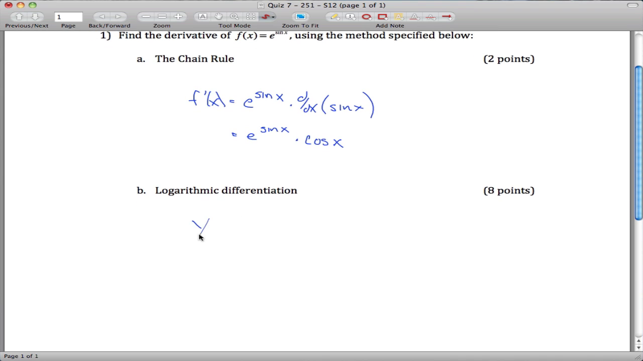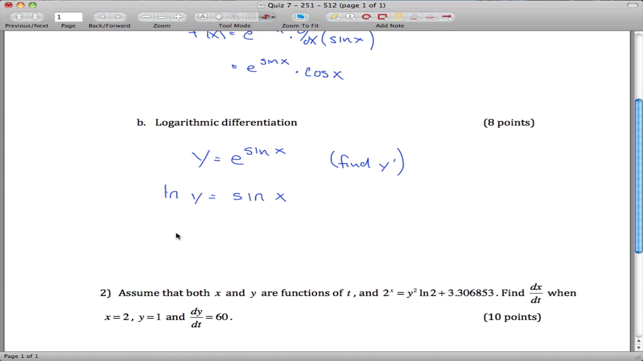Logarithmic differentiation, however, to do that, we'll set this up as an equation, y equals e to the sine of x, and what we'll try to do is find y prime. To make it logarithmic differentiation, we'll take the log of both sides. I think probably makes sense to take the natural log of both sides, although you could take other logs. It'll just make things a little bit harder. If you take the natural log of both sides, you're left with just sine of x on the right.